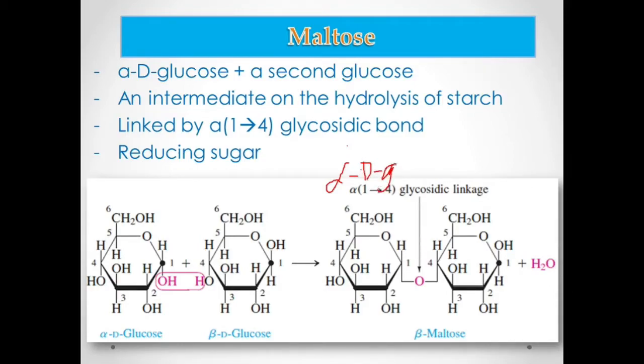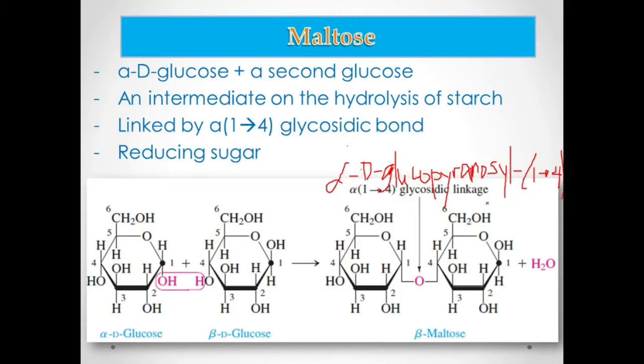gluco, glucopyranose. But since this is not the final name of this disaccharide, you say pyranosyl. If it is a six-membered ring, it becomes pyranosyl. If it is a five-membered ring, then it becomes furanosyl. So this is alpha D glucopyranosyl, and you indicate the linkage, that is 1 to 4.